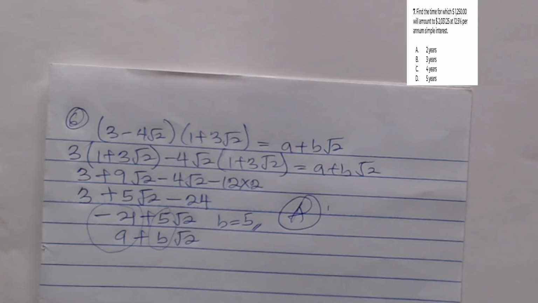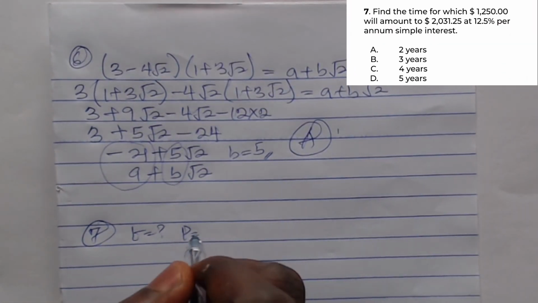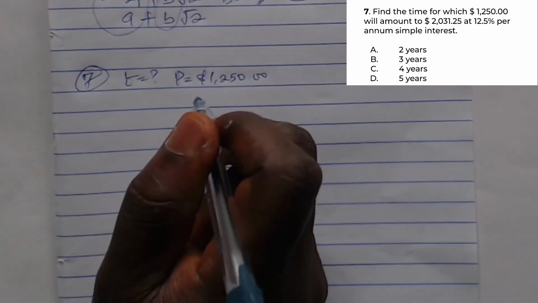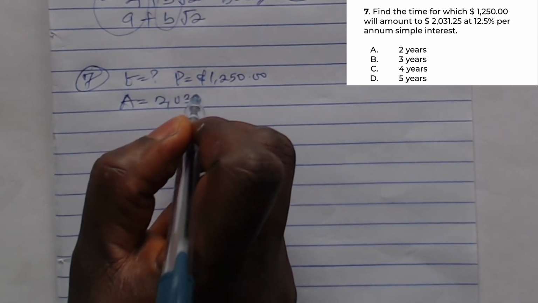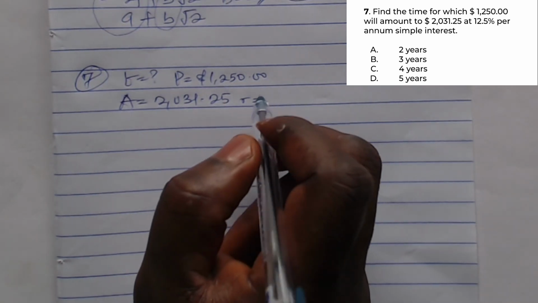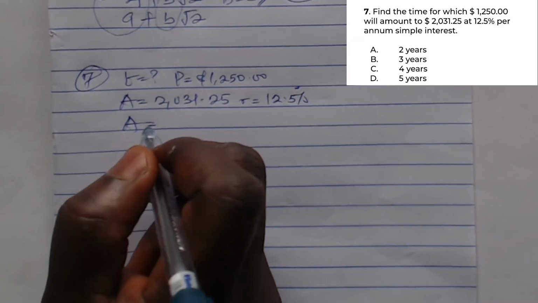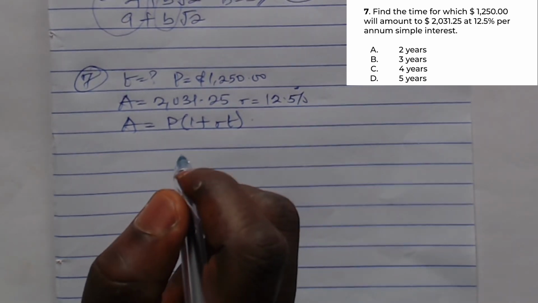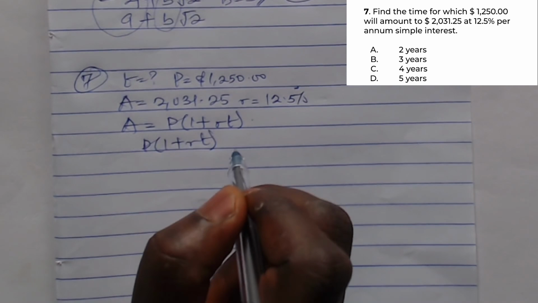So let's continue. For question number 7, you have to find the time, given that the principal is equal to $1,250.00, the amount is equal to $2,031.25, and the rate is 12.5% per annum. Remember, the formula for calculating the amount is equal to principal into (1 plus rate times time). From here, you can write it as p into bracket 1 plus rate times time is equal to a.